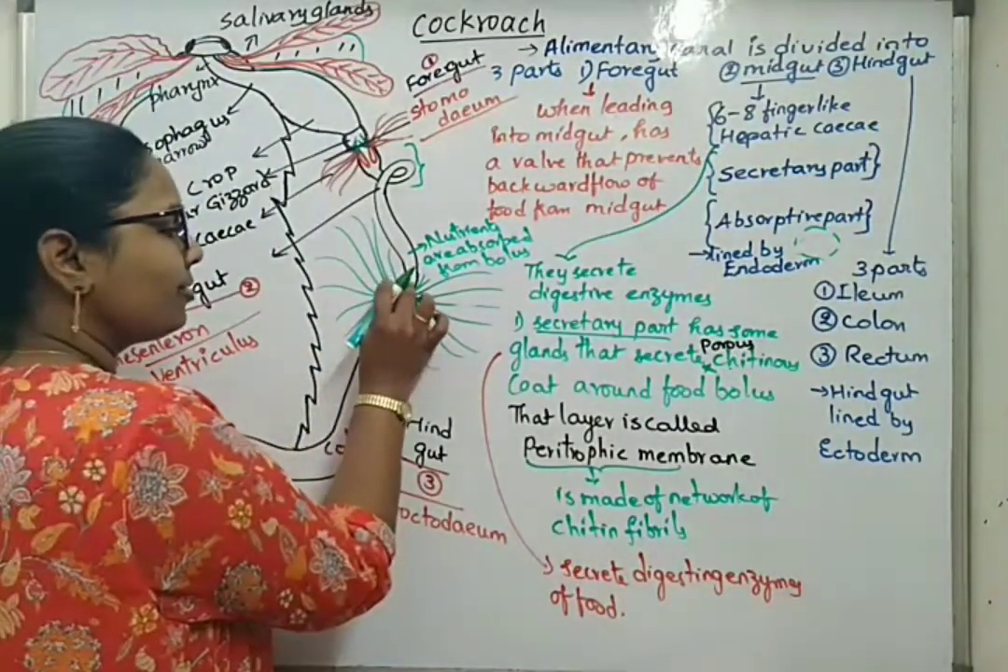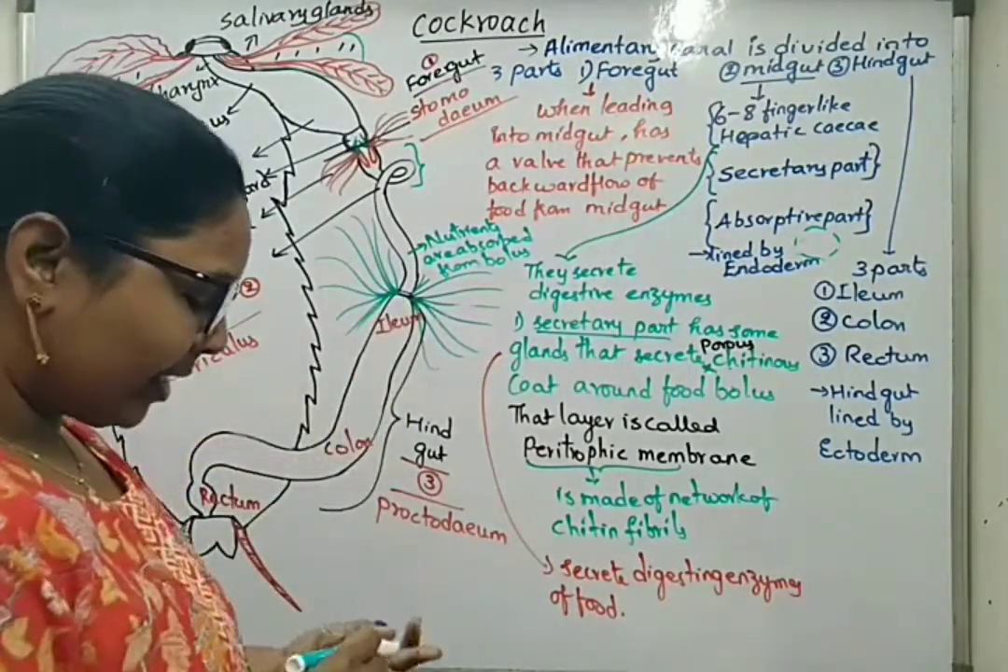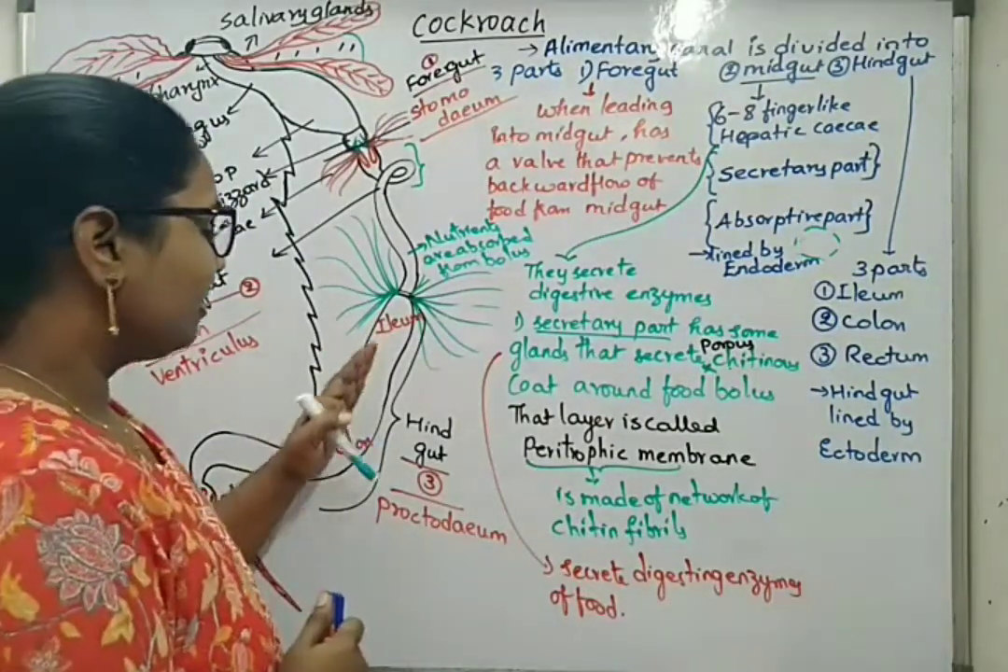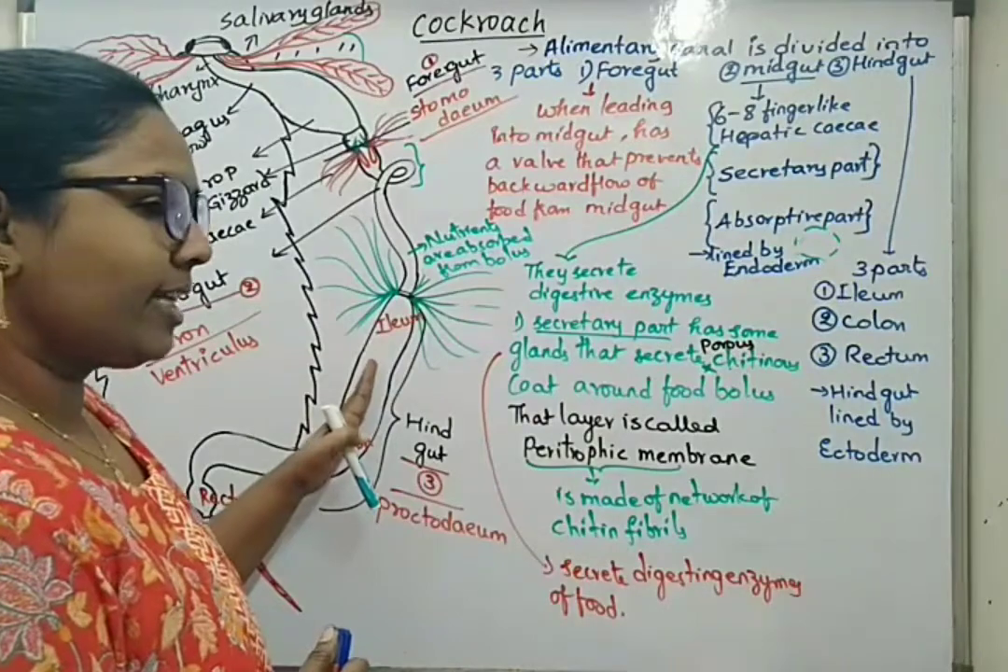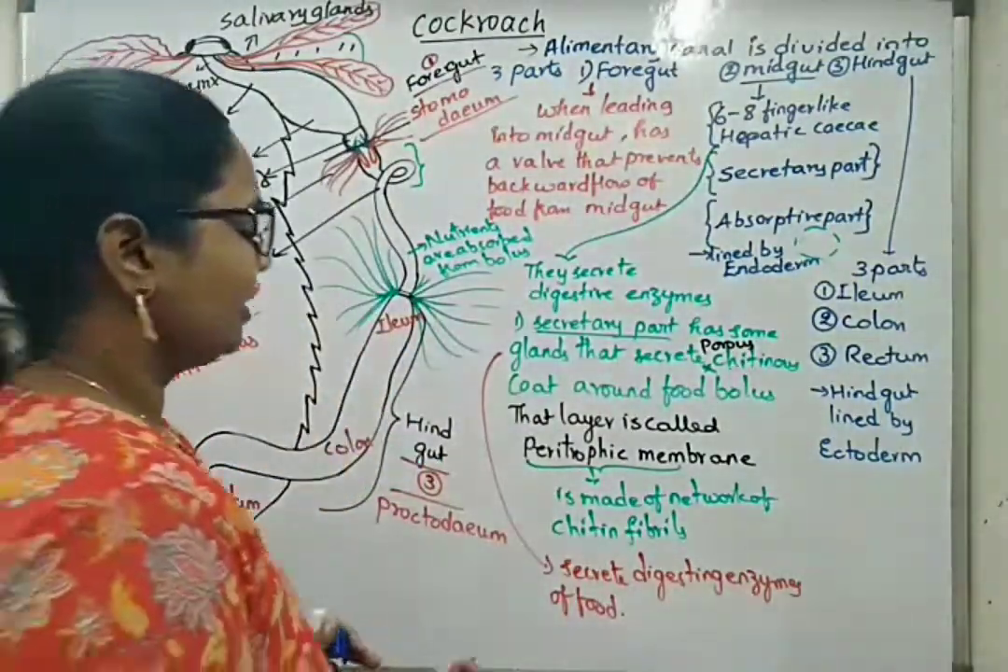The entry of the midgut into the hindgut is controlled by a special type of muscles called sphincter muscles. They also completely prevent the digested food that has entered the hindgut from going back into the midgut.